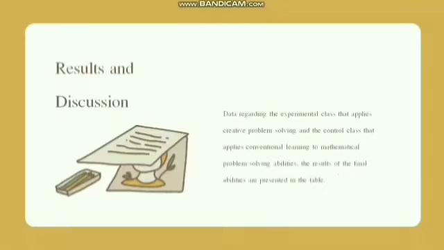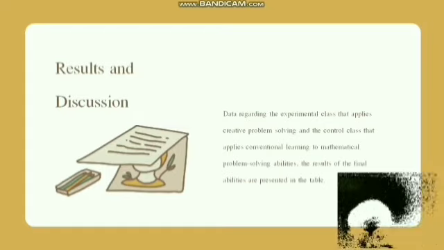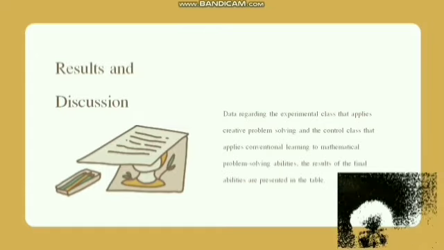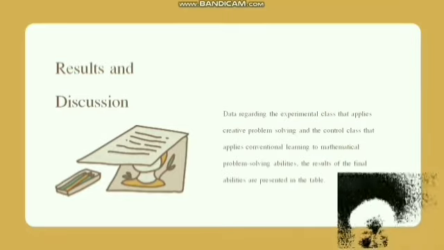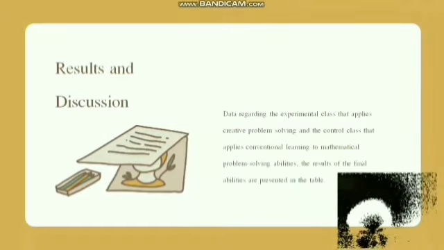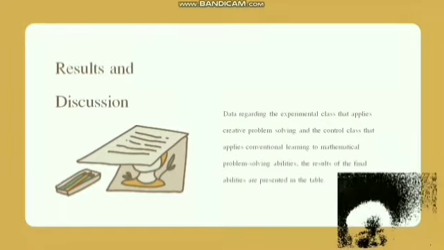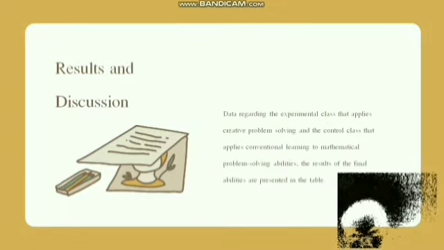Next, results and discussion. Data description: the experiment class that applied creative problem-solving and the control class that applied conventional learning, on mathematical problem-solving ability. The results of the final ability test are presented in the table.